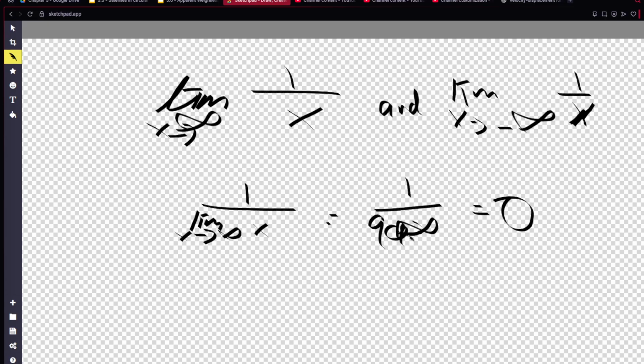So if it was like 99999, then it would be close to 0. Same thing to the other side. If x approaches negative infinity, that becomes a very large negative number, and that will equal, or actually not even negative 0, it's approaching 0, because no matter how large the number gets, it gets closer and closer to 0.